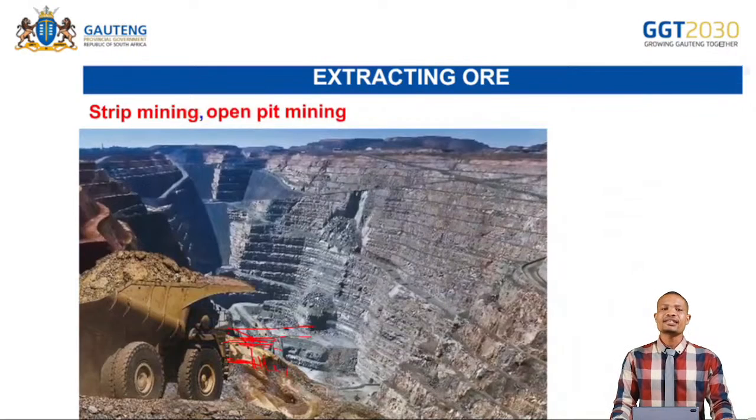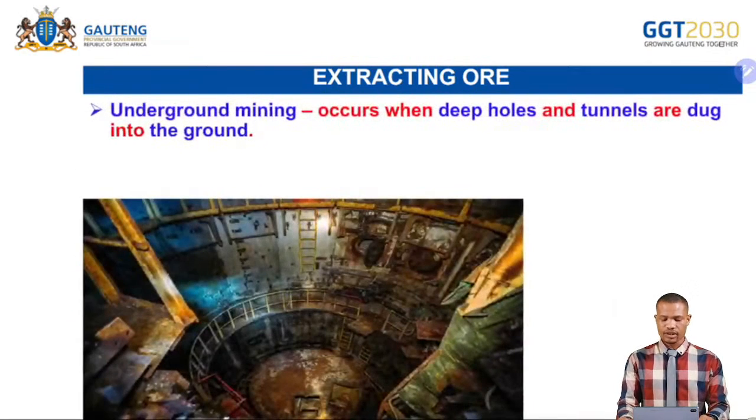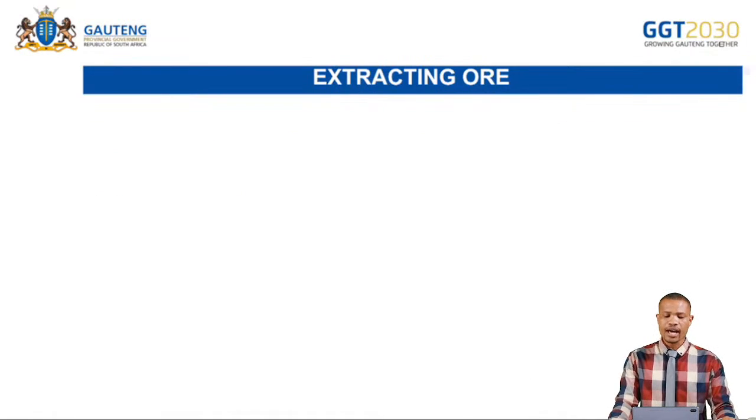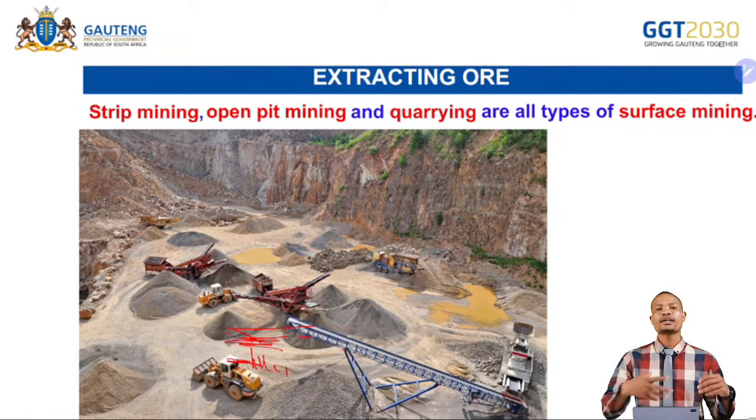Then the last one is quarrying. Quarrying is the removal of rock and soil, sand, or gravel to get the minerals from the ground in order to produce materials for construction. So when we do quarrying, we use that to get minerals for construction. This is what quarrying looks like. These are all types of surface mining. We use those minerals for construction purposes.